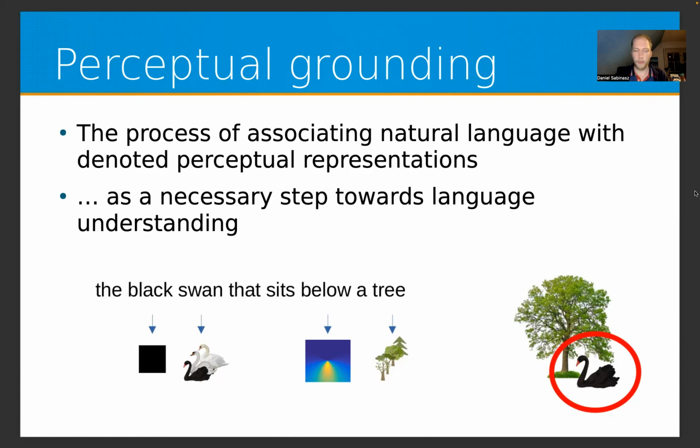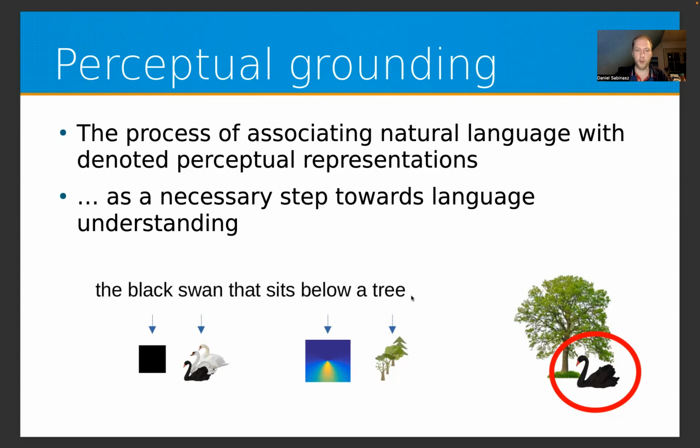This can be exemplified with this phrase. Assume that a speaker says to a listener, "the black swan," or "look at the black swan that sits below a tree." The question is, what is necessary in order for the listener to actually understand that phrase? Perceptual grounding essentially is the one crucial ingredient to the understanding, where the listener associates the individual words with perceptual representations, which comprise the meanings of the words. That's one part of perceptual grounding.